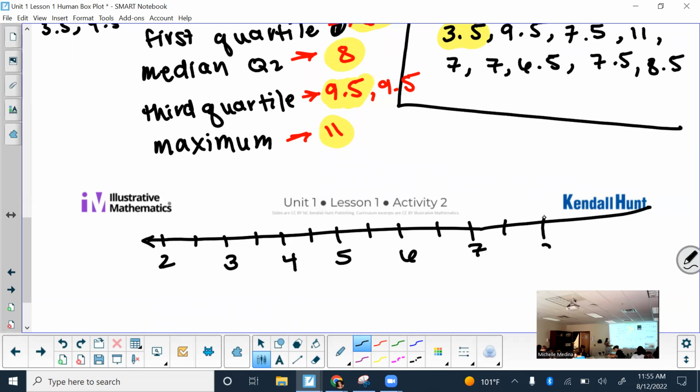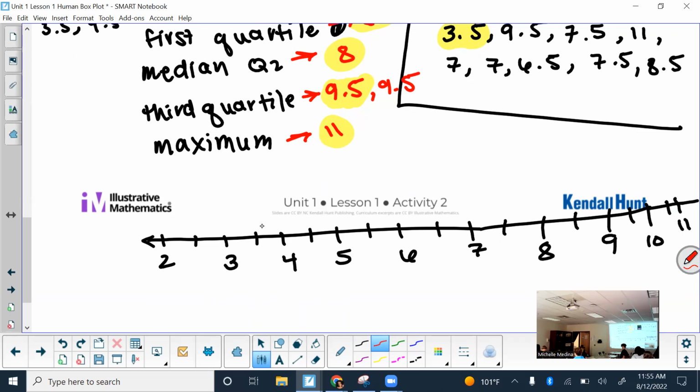7.5, 8, 8.5, 9, 9.5, 10, and 10.5, 11. Sorry, we're just gonna have to squeeze that in. And those 5 data summary, 5-number summary, whatever, those are the ones that get the dots.